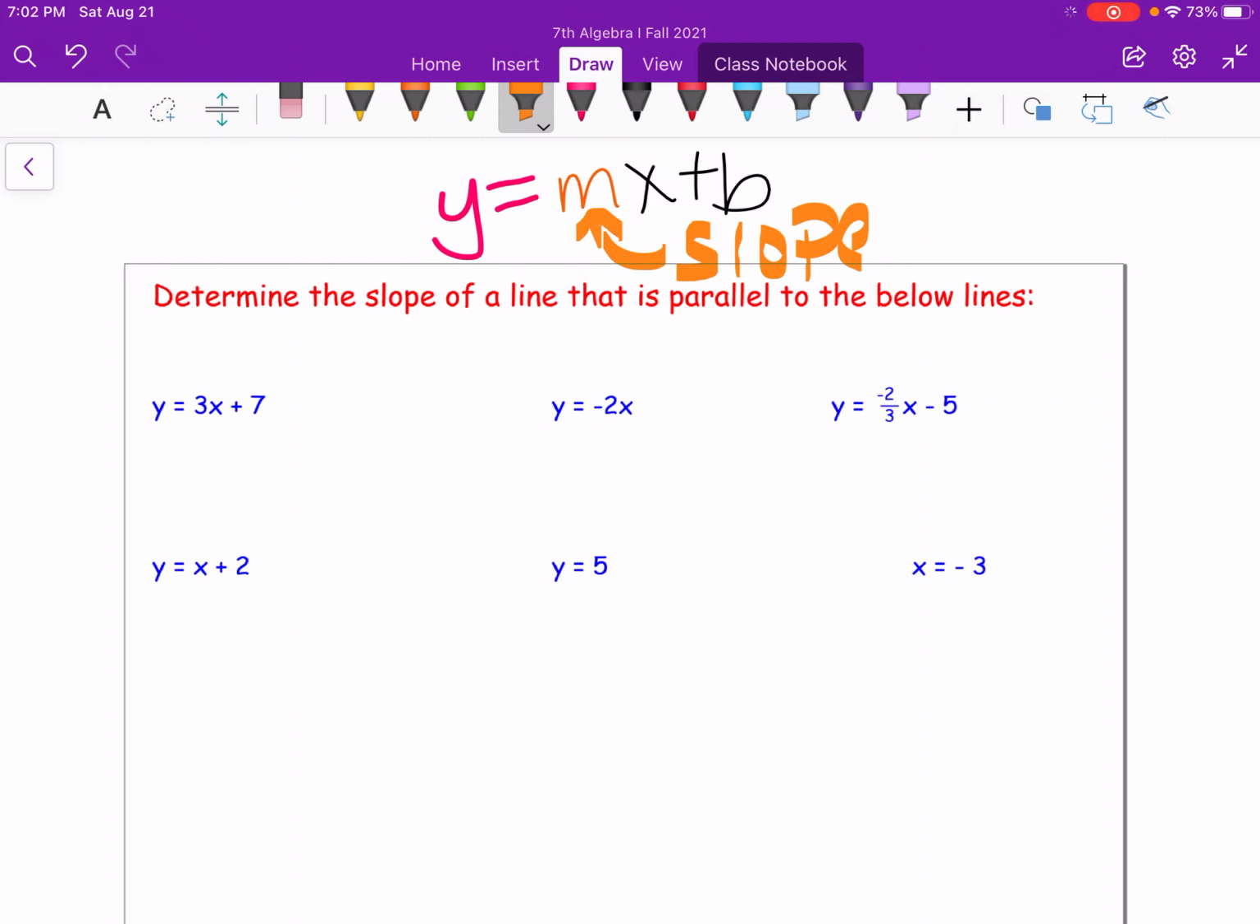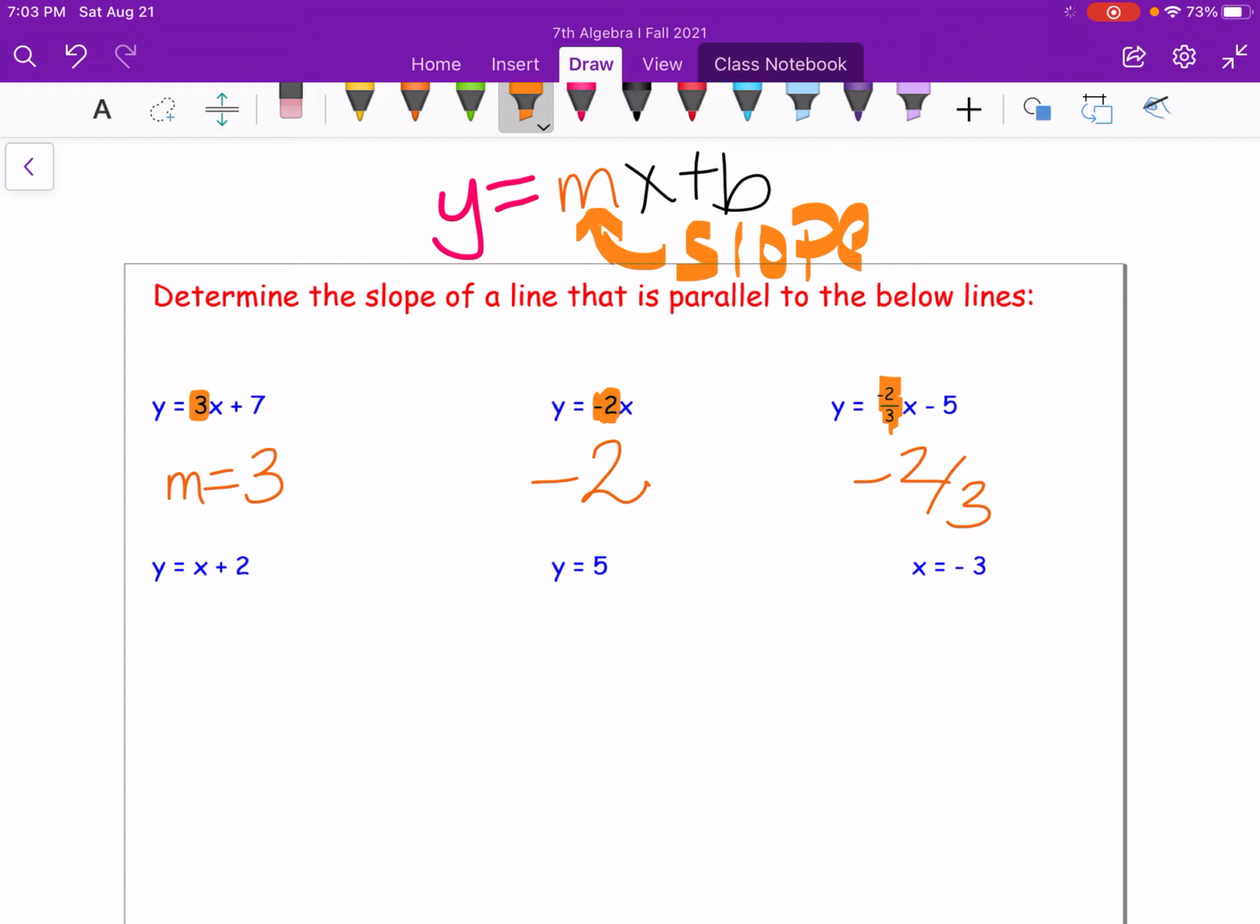In this first equation, it's y equals 3x plus 7. My slope is 3, so the parallel slope would be 3. So I put m equals 3. Second one, y equals -2x. That slope is -2, so my slope would be -2. In the third equation, y equals -2/3 x minus 5. The slope is -2/3, so the parallel slope would be -2/3.